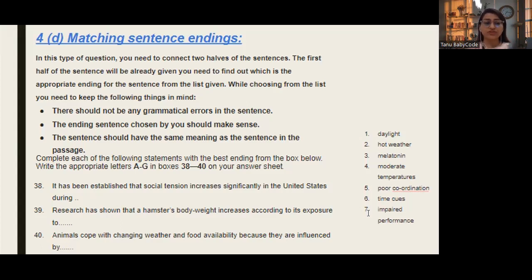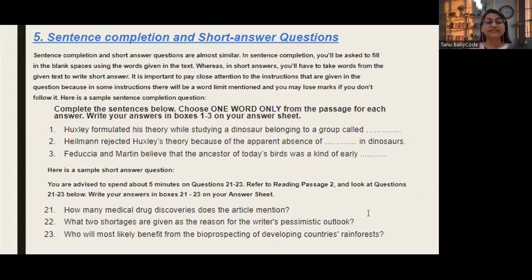Moving forward, the next type of question is sentence completion and short answer questions. Now, what are sentence completion and short answer questions? They are almost similar. Why is that? Because you need to write your answer within certain limits here. Certain instructions would be given, a certain word limit would be there, right?